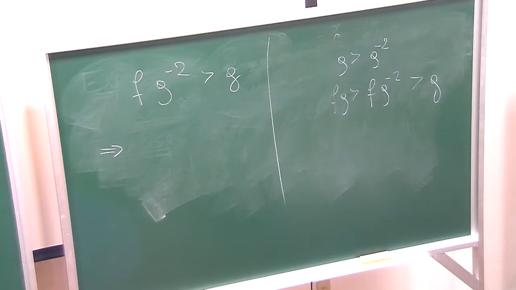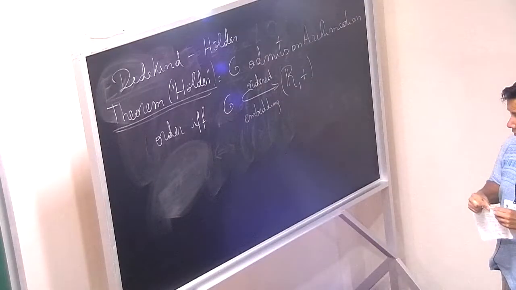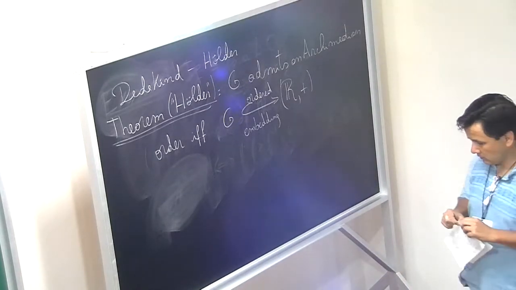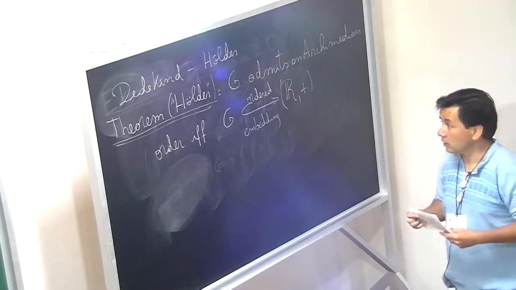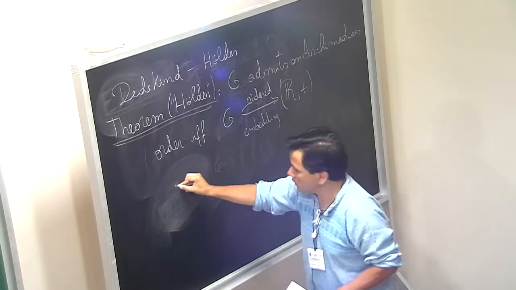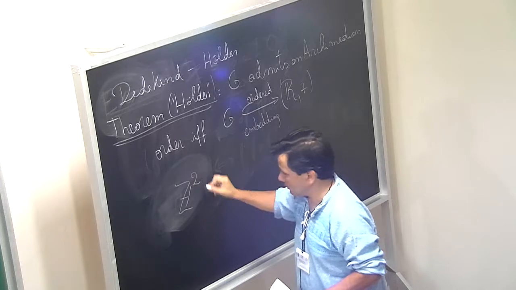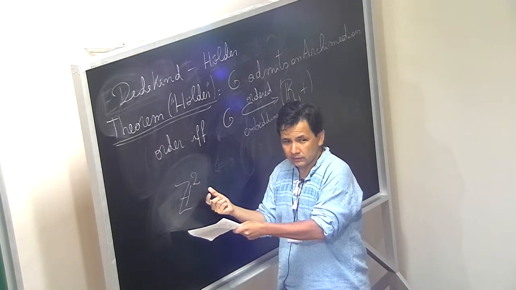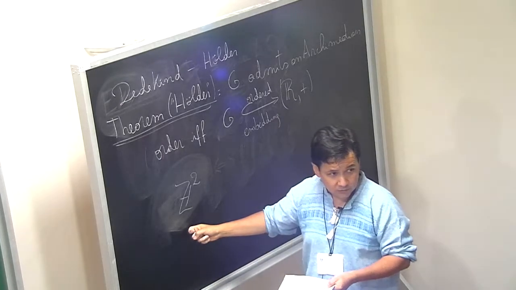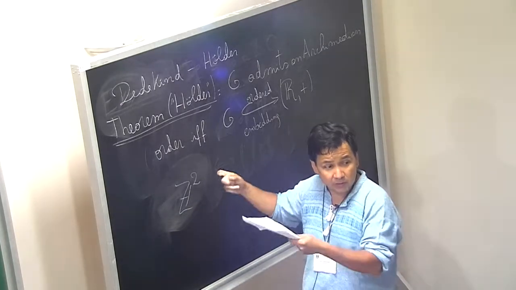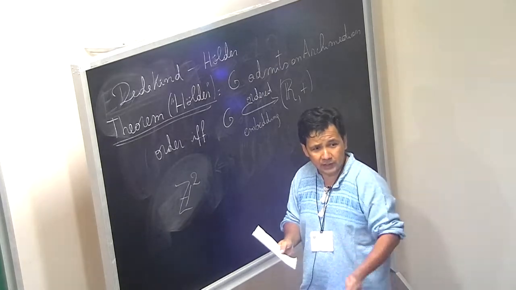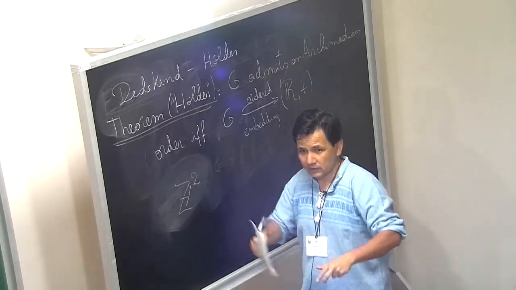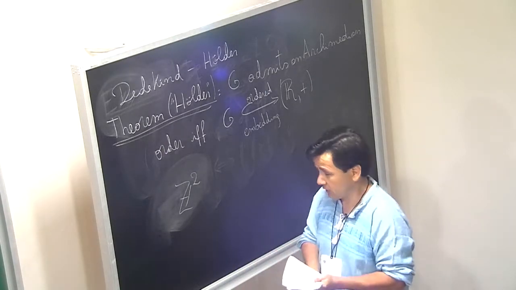Is it also possible that G admits a non-Archimedean order, and does it imply that all orders are Archimedean? No, you're right. This is a very good point. For instance, if you take Z squared, the only order that I gave in Z squared was the lexicographic order. But the lexicographic order is not Archimedean, because if you only look at the first coordinate, you will never be greater than the second coordinate.